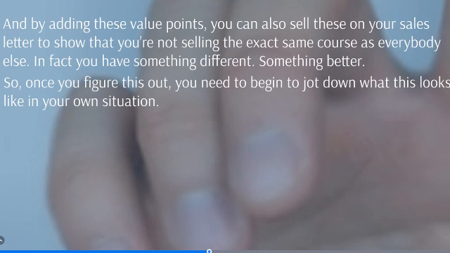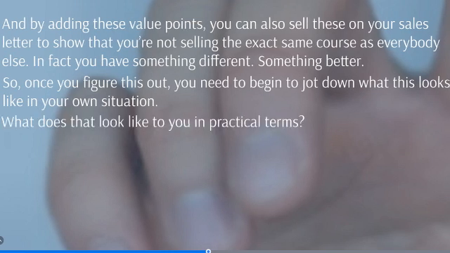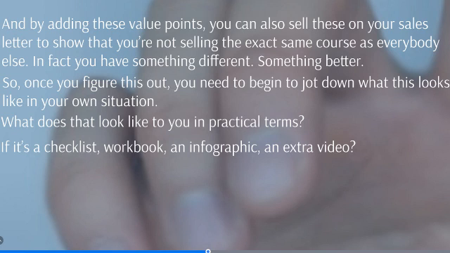So once you figure this out, you need to begin to jot down what this looks like in your own situation. What does that look like to you in practical terms? If it's a checklist, a workbook, an infographic, or an extra video. Let's say, for example, that you're applying a specific video, let's say an email marketing course, like the example that we used earlier. Let's say that you want to apply that to a very specific niche. What you could do is add an extra video or a checklist that caters to that specific niche.